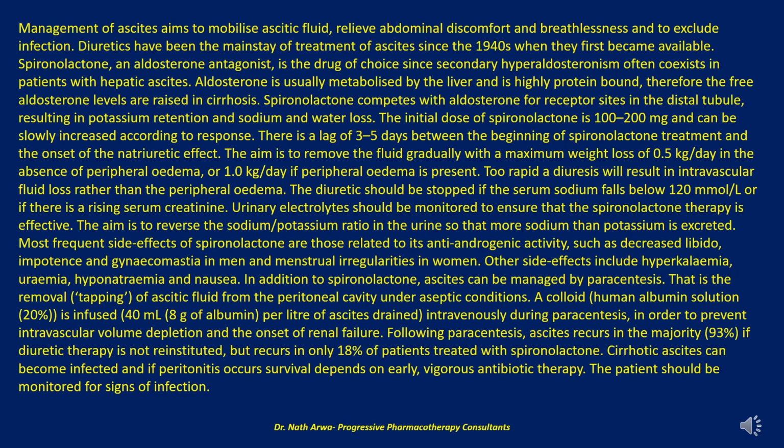Following paracentesis, ascites recurs in the majority, that is 93%, if diuretic therapy is not reinstituted, but recurs in only 18% of patients treated with spironolactone. Cirrhotic ascites can become infected, and if peritonitis occurs, survival depends on early, vigorous antibiotic therapy. The patient should be monitored for signs of infection.